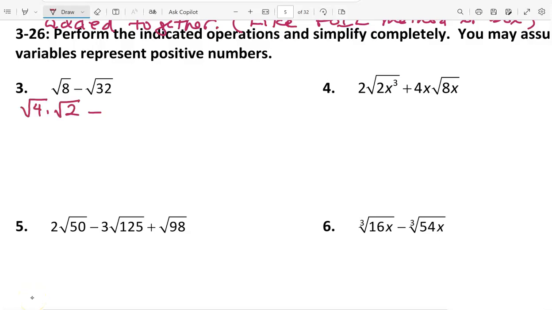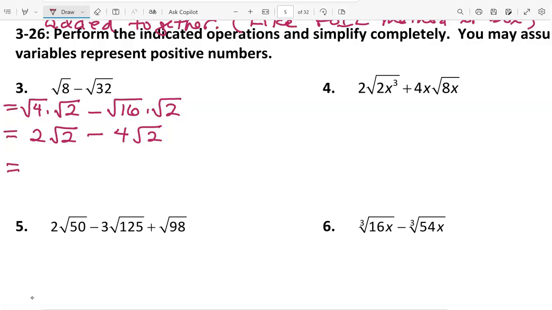So square root of 8 can be factored into square root of 4 times the square root of 2, which simplified is 2 times the square root of 2. Square root of 32 can be simplified. The largest perfect square that divides evenly into it is 16. So square root of 16 times square root of 2, and that's 4 times the square root of 2.